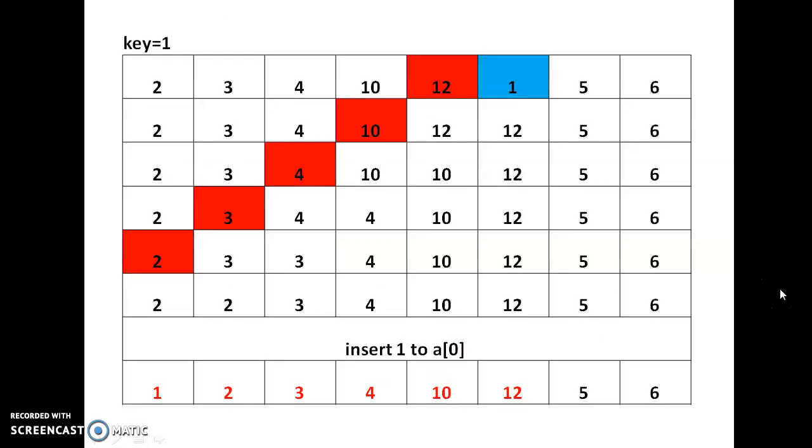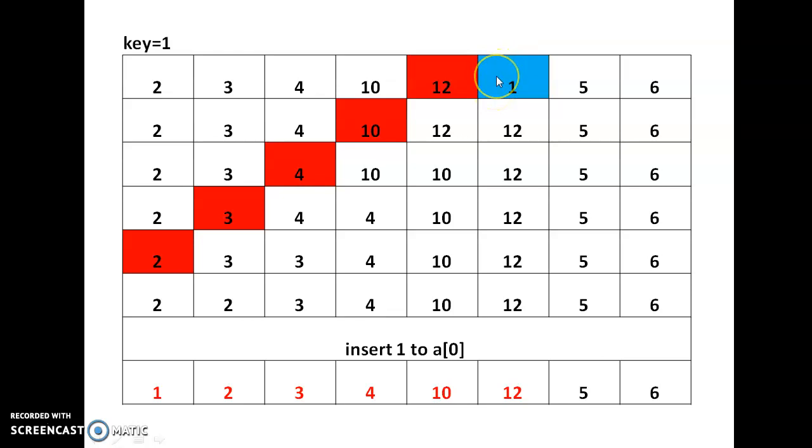Similarly, now when we are considering the next passes, because 10 and 12 are present in their positions, I am not considering them. So now I am checking for the 1. So 1 is present at 5th position, because this is 0th position, first, second, third, fourth and fifth position. Now I am taking this key equal to 1.